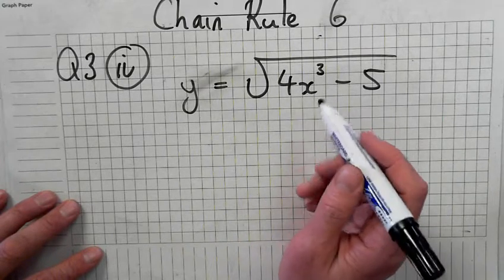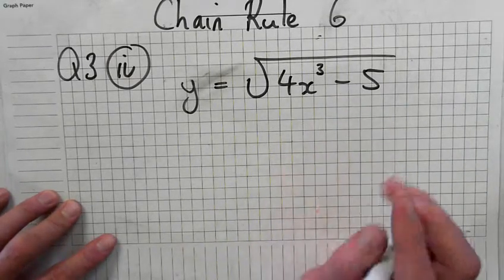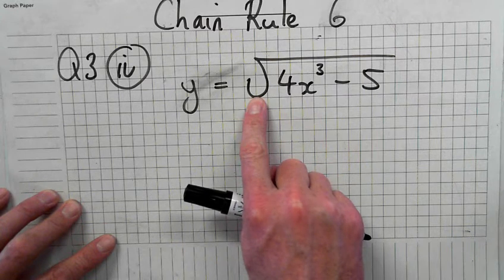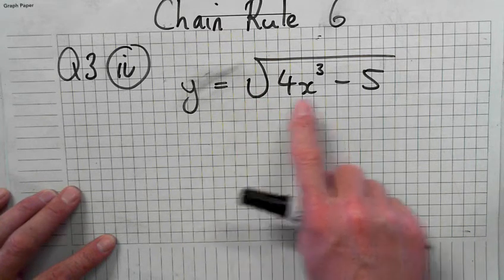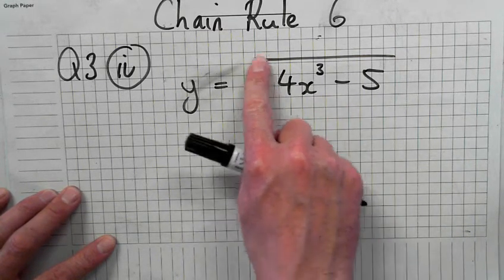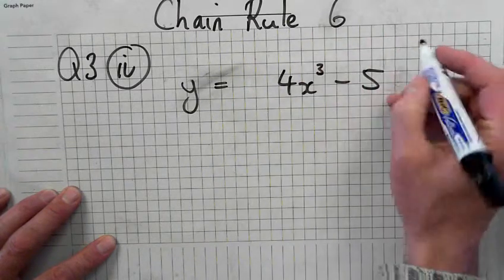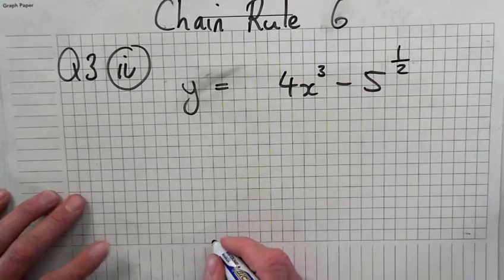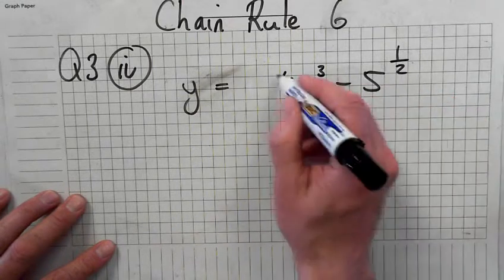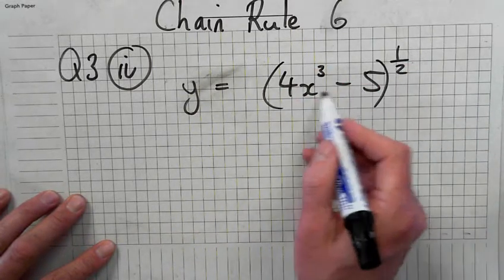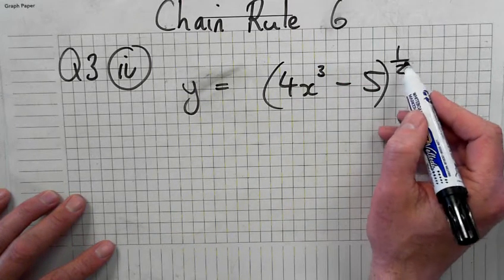Right, differentiate. But the first thing you need to do to differentiate, you need to get rid of the square root sign. So, square root sign, something is power of half, exactly. Right, now we can differentiate. I will put brackets there because everything inside there is the power of half.